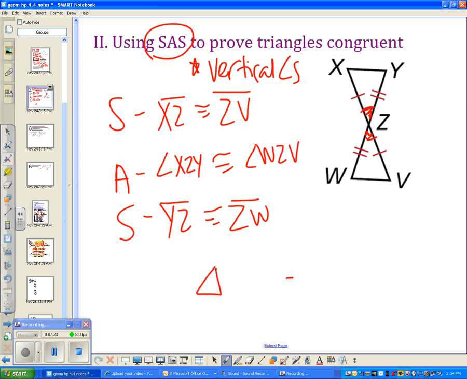And if I wanted to, I could write a congruency statement. So I could say triangle XZY is congruent to triangle VZW. And that means that all 6 things that we've talked about, even though they're not stated in this picture, are true. So angle V would have to be congruent to angle Z, even though it doesn't say in this picture, because the triangles are congruent by SAS, that's a true statement.